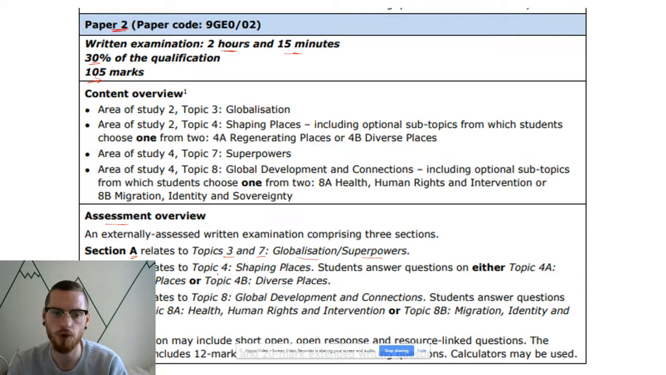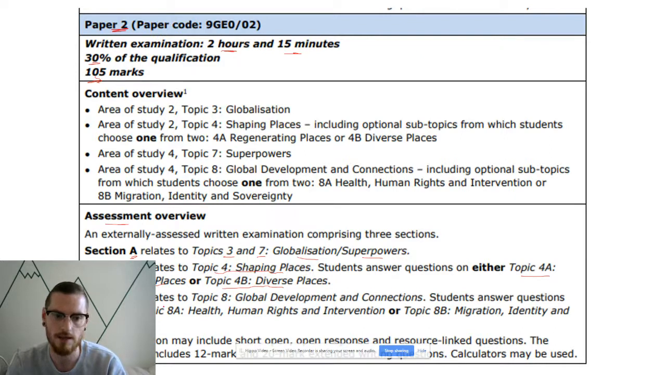Now, the whole topic is called shaping places, and you will choose which of the 2 topic 4s you've been taught. So topic 4A is regenerating places, and if you've been taught by Mr. Blankley, you'll be answering that section. Or topic 4B, diverse places, is if you've been taught by Miss Moore. Please clarify with your teacher which section that you're doing.